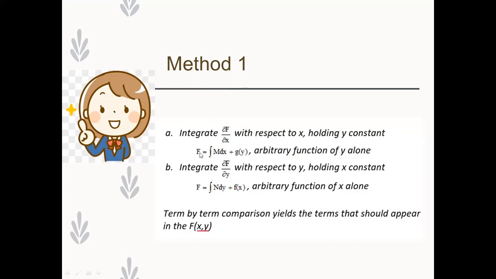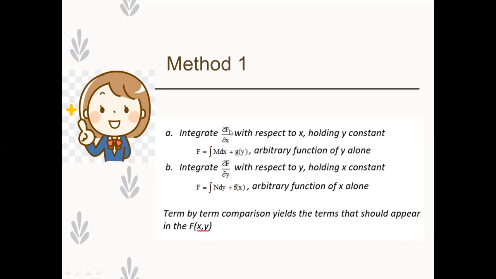Method 1 requires you to integrate. Take note, integrate what? The partial derivative of f with respect to x, which is actually your m. You are to integrate it with respect to x, considering the other variable y, if it appears, as a constant. Just like when you do partial differentiation, there is also what we call partial integration. If you integrate with respect to x, the variable y is considered a constant. If you integrate with respect to y, just like in this case, which is your n, the other variable, which is x, is considered a constant.